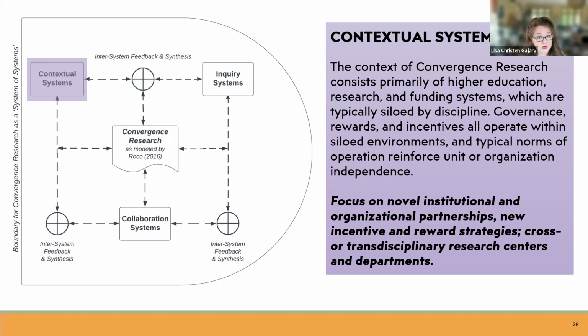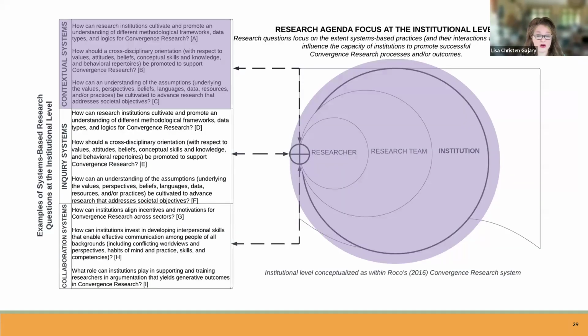And along those lines, questions that are part of our agenda at the broader level are, for example, how can research institutions cultivate and promote an understanding of different methodological frameworks and different data types? How can that be done? And understanding the logics at that institutional level, and what can be done in terms of institutions bringing that to bear on convergence research.